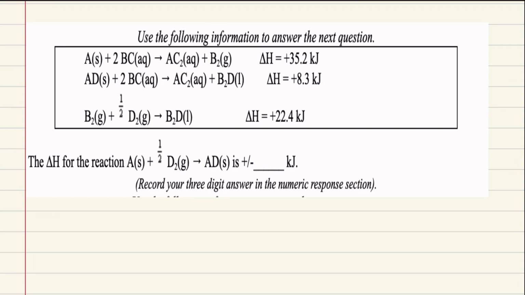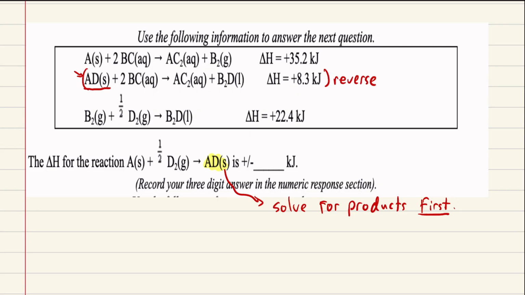So we have another Hess's law question here, and we can tell from the reference reactions that it gives us. We want to find out what the enthalpy change of reaction is for A solid plus half D2 gas, which yields AD solid. So we're going to solve for AD solid first, and I can see that it's in the second reaction here, but it's in the wrong place. So we're going to reverse that reaction.